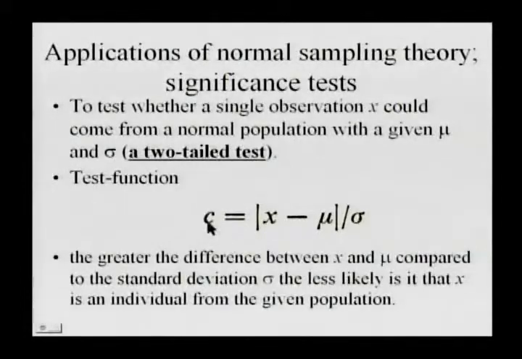So the test function for this is the C value, the C test statistic, and it is the absolute value of the single observation minus the population mean divided by the population standard deviation. So the greater the difference between x and mu compared to the standard deviation, the less likely it is that x is an individual from the given population. So the farther that this value is away from the mean, if you can picture our normal curve with the mean, the farther you get away from that, the less likely that data point is in this population, or for an outlier estimate on your sample population, the less likely it is a value that should be included in your sample.